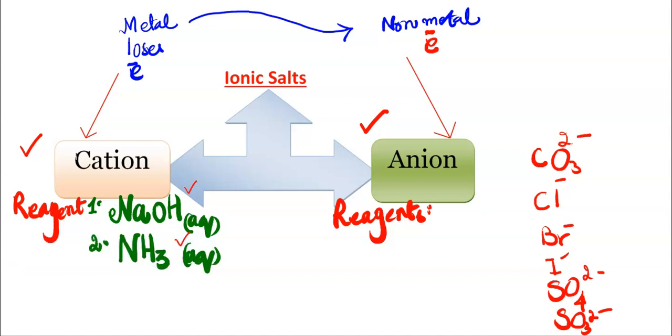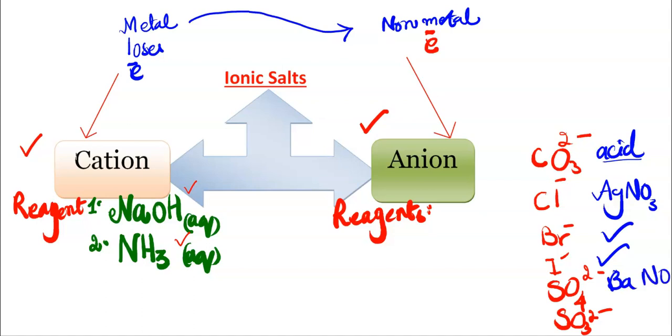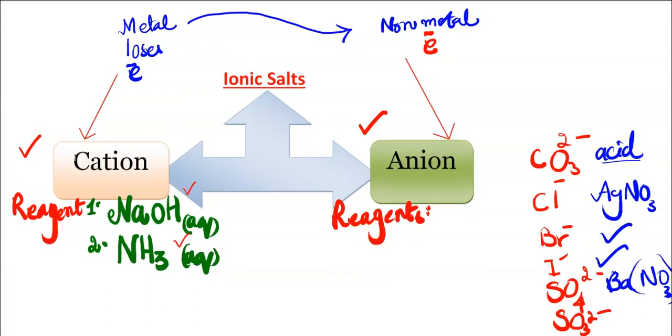The reagent for the carbonate ion is any dilute acid. For chloride, it's AgNO3. For bromide, it's AgNO3. For iodide, it's AgNO3. For sulfate, you use barium nitrate. And for sulfite, you use KMnO4.